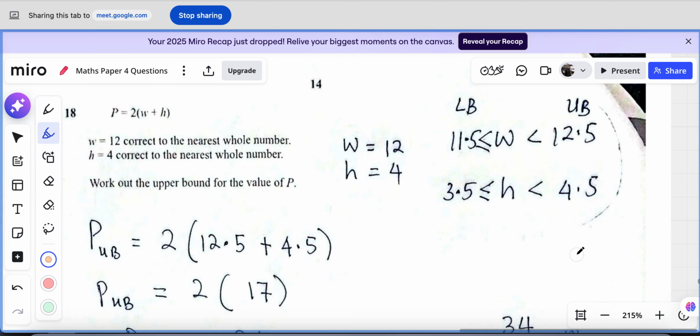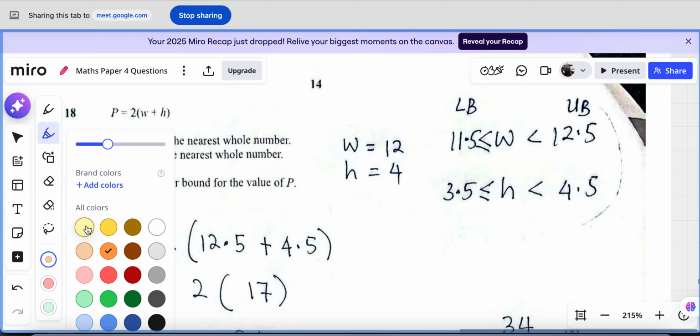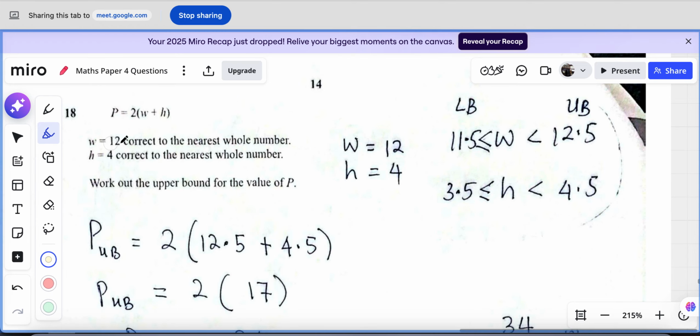Work out the upper bound for the value of P. So what we're going to do is find the upper bound and lower bound of 12, and the upper bound and lower bound of 4. For 12, the upper bound is 12.5 and the lower bound is 11.5. For the height of 4, the upper bound is 4.5 and the lower bound is 3.5.